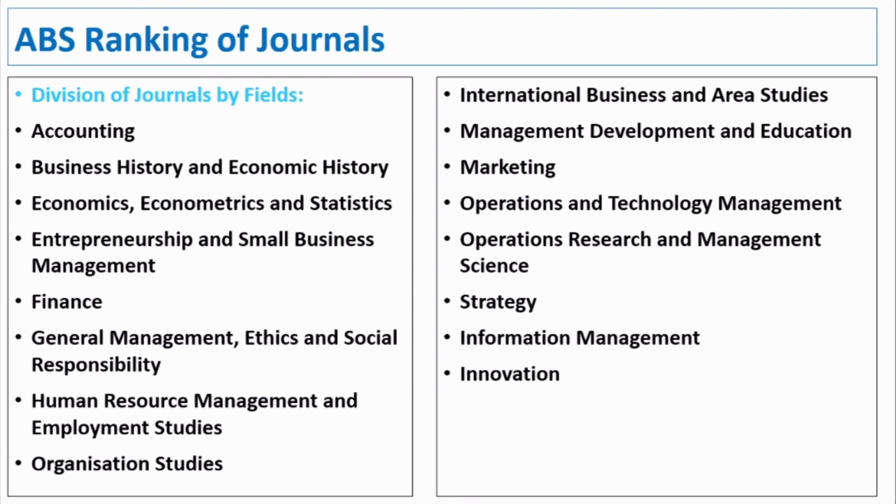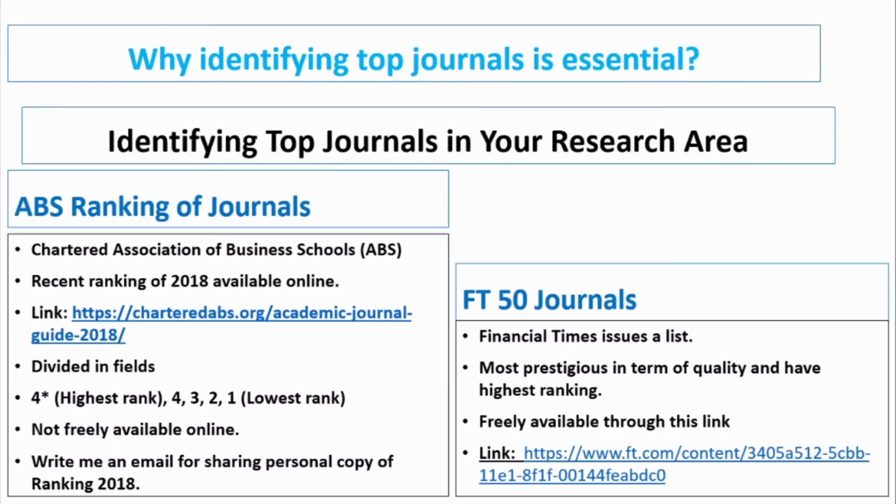So the ABS ranking is helpful, and the second ranking is the FT50 journals. It is issued by the Financial Times, and it is considered to be the most prestigious in terms of quality and has the highest ranking. Although this is a free ranking, it just gives you the top 50 journals in the field of business, management and economics, but it does not divide them by area.